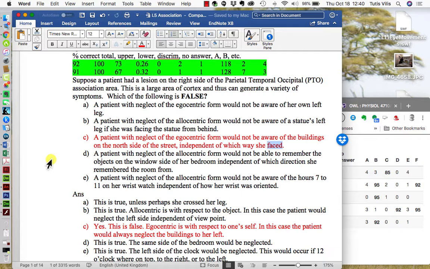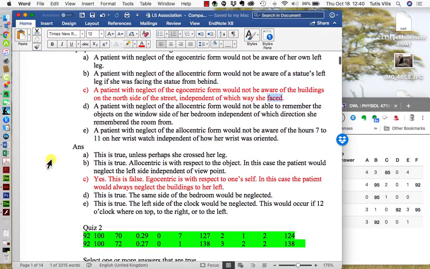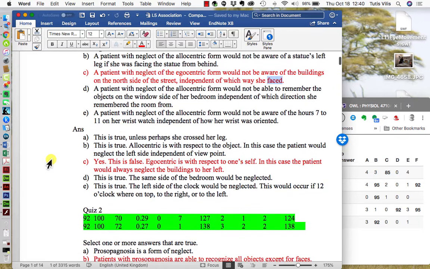The E is also something that some students didn't get. A patient with neglect of the allocentric form will not be aware of the hours from 7 to 10 on his wristwatch, independent of how it's viewed. And that's true because a wristwatch is always sort of object-centered or allocentric, and so you'll be neglecting this left side of it independent of how it's turned.